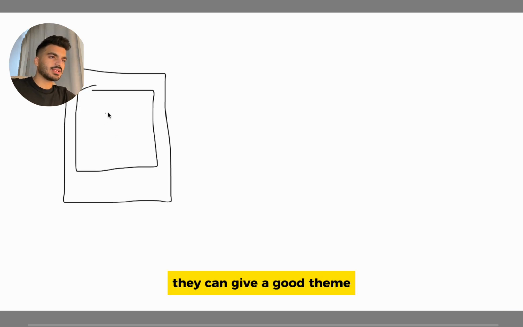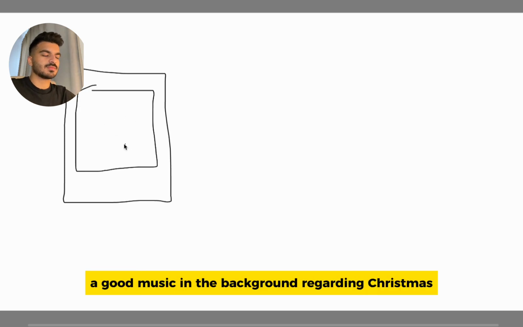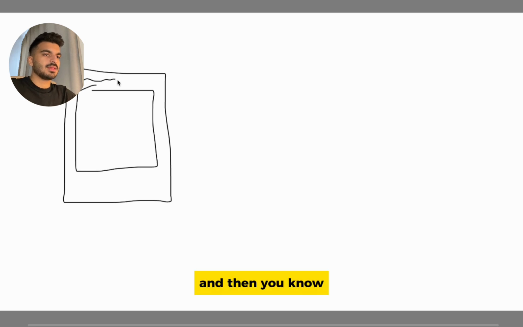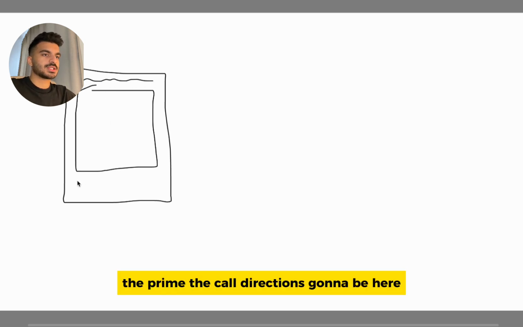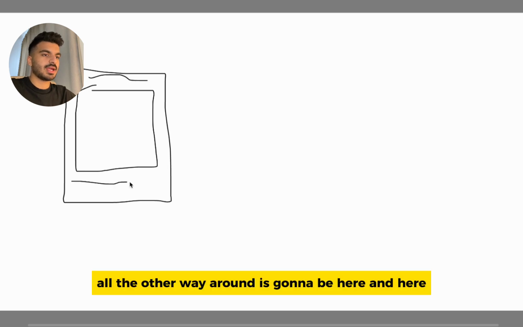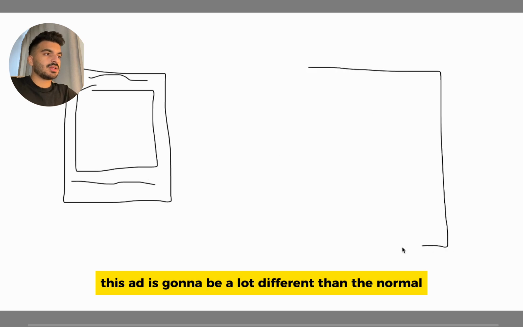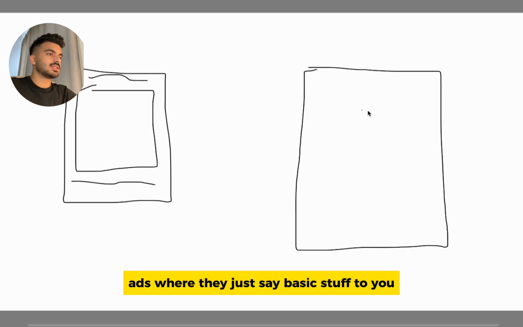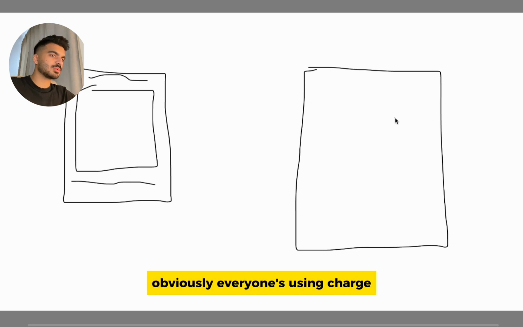In Christmas, they can give a good theme, good music in the background regarding Christmas, and then the call to action is gonna be here and the primary text is gonna be here, or the other way around. This ad is going to be a lot different than the normal ads where they just say basic stuff. Obviously everyone's using ChatGPT now.